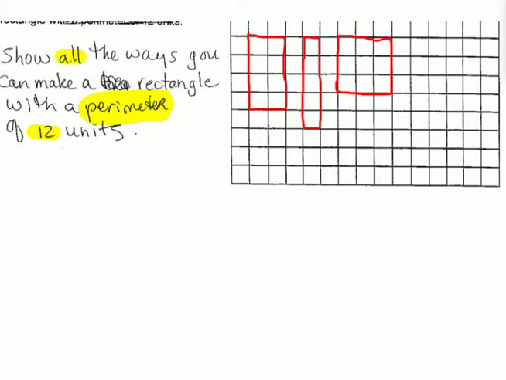Show all the ways you can make a rectangle with a perimeter of 12 units. Perimeter means the distance around the side.